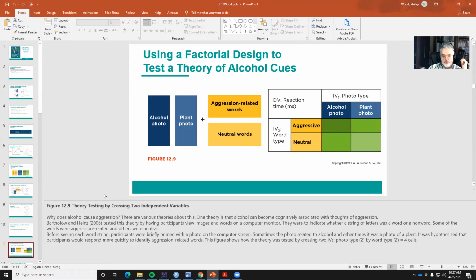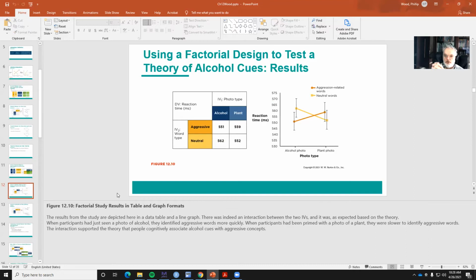This is an example. Again, in this case, one independent variable is the picture type I'm showing them, and my dependent variable is looking at how fast people react to the word, and the other independent variable is whether the word that I'm showing them is an aggression word or whether it's a neutral word. It should be pointed out that a lot of these implicit cueing tests in social psychology are among the least replicable. So you can kind of Google Bartholow and Hines and replication, and you will see that it's been difficult to replicate this study, but we'll leave that to the side for the moment.